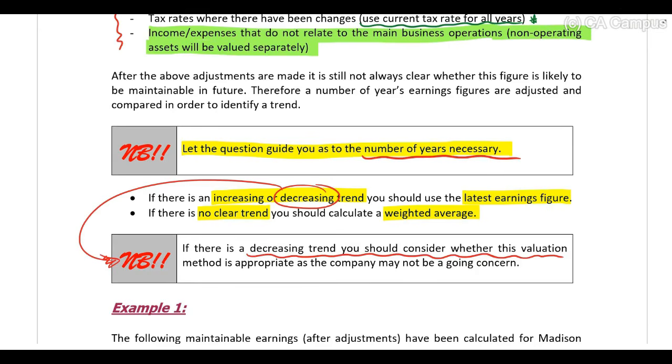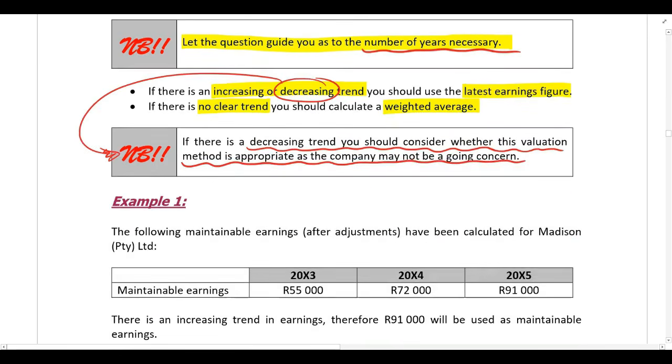So as soon as we have a decreasing trend in our earnings, we just need to be careful and ensure that the company is actually still a going concern. Let's look at two examples so that you can see what I mean by whether there's a trend in earnings or if there's no clear trend.